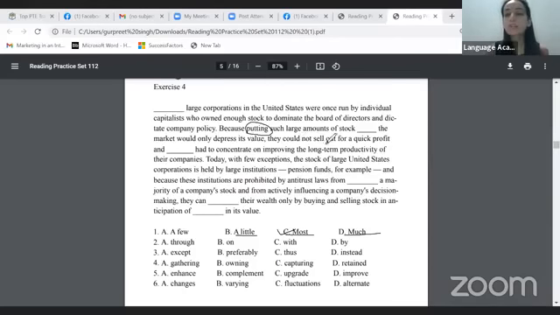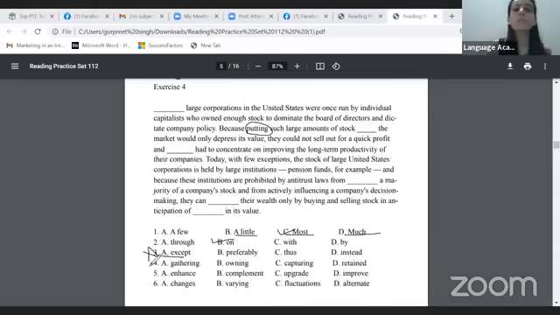So because putting such large stocks on the market would only depress its value, they could not sell out for a quick profit, and dash had to concentrate on improving the long-term productivity of their companies. Now here we have except, and we know the use of except. Except is when you have an exception. Everything except this thing. This is not a sentence. This is not saying everything except they had to concentrate. So that's wrong.